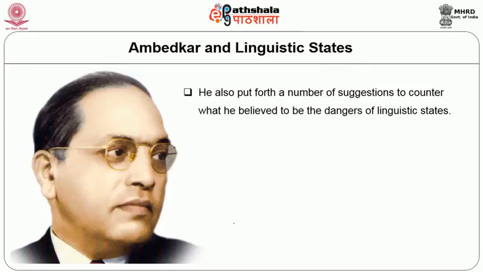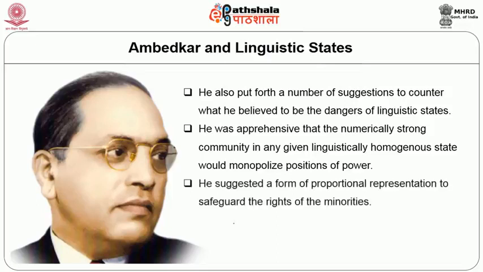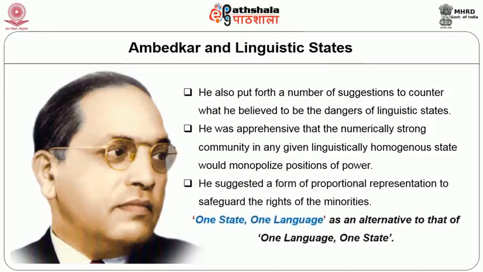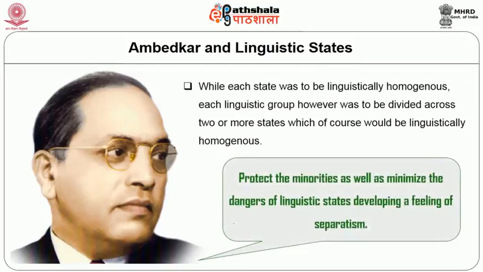Dr. Ambedkar also put forth a number of suggestions to counter what he believed to be the danger of linguistic states. He was apprehensive that the numerically strong community in any given linguistically homogeneous state would monopolize positions of power. Hence, he suggested a form of proportional representation to safeguard the rights of the linguistic minorities. He also suggested the principle of one state, one language as an alternative to that of one language, one state. According to Ambedkar's scheme, while each state was to be linguistically homogeneous, each linguistic group, however, was to be divided across two or more states.